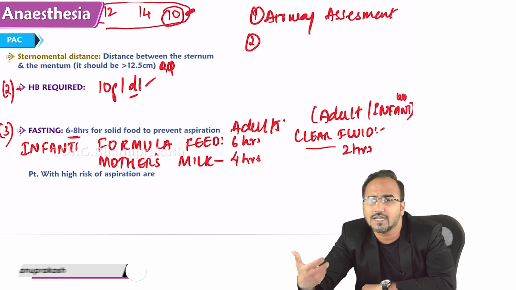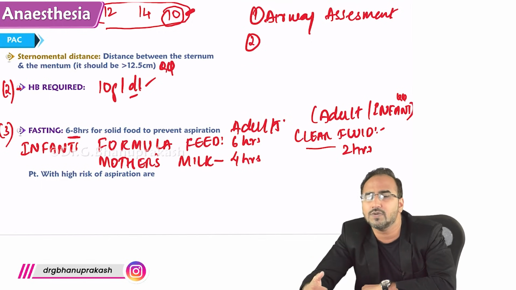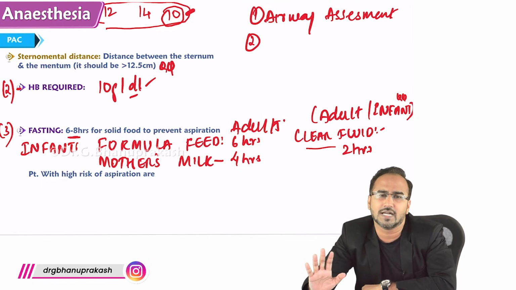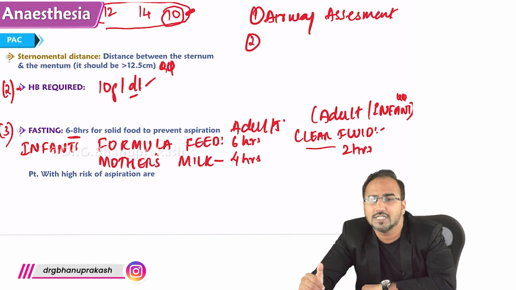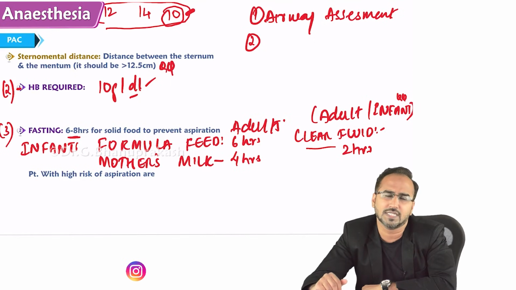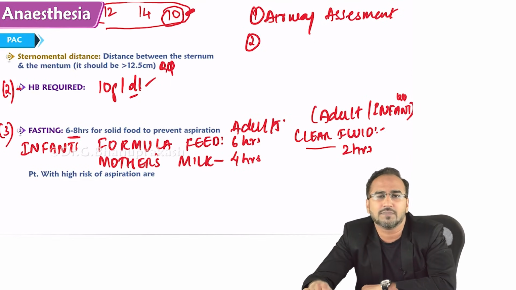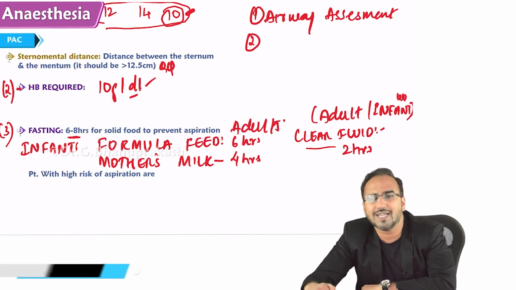anesthesia has to be extended. We can't extend spinal. So what will we do? We will go for general anesthesia. After giving spinal, during surgery, if any complications happen, you switch to general anesthesia. But if you are full stomach, we can't go for it. Why? Because you might aspirate.